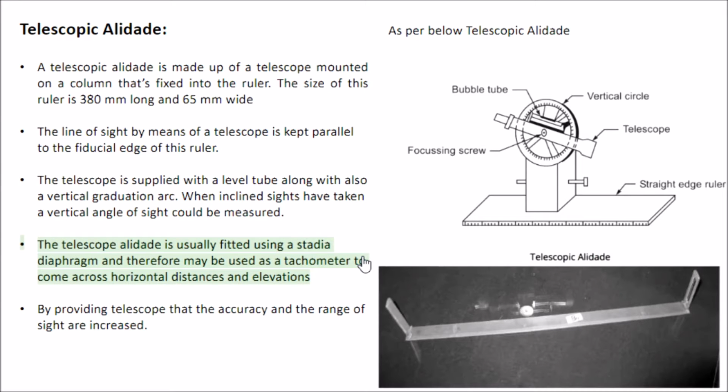The telescopic eye dot is usually fitted with a stadia diaphragm and therefore may be used as a tacheometer to find horizontal distances and elevations. By providing a telescope, the accuracy and the range of sight are increased. As shown below, the telescopic eye dot.